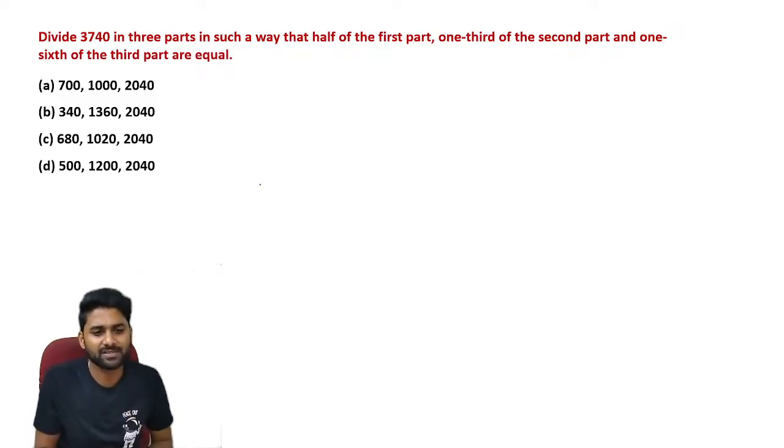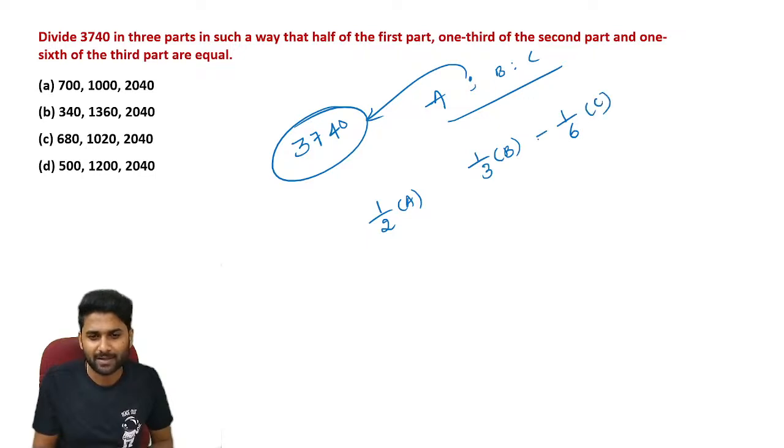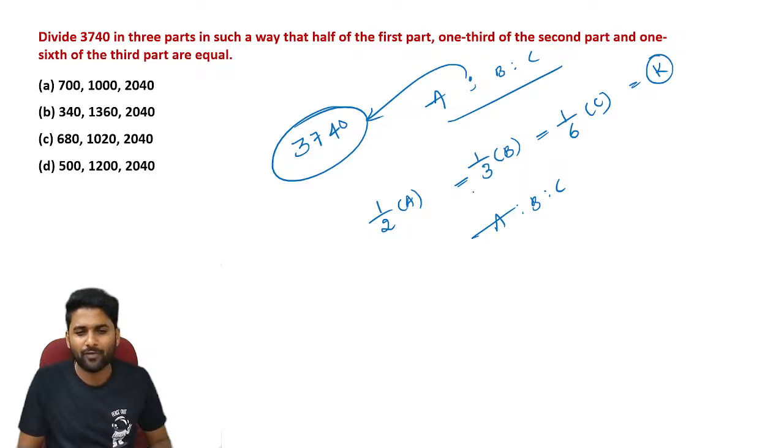Now see, divide 3740 into 3 parts. So let us take that A, B, C are 3 parts and the sum value is 3740. And we have a comparison. Half of the first part, 1 by 3 of the second part, 1 by 6th of the third part are equal. Now, what about the ratio of A, B, C? Let us take that it's one common amount K. So half of A is equal to K, then A value is 2K, B value is 3K, and C value is 6K. Now you will get the ratio 2 is to 3 is to 6.